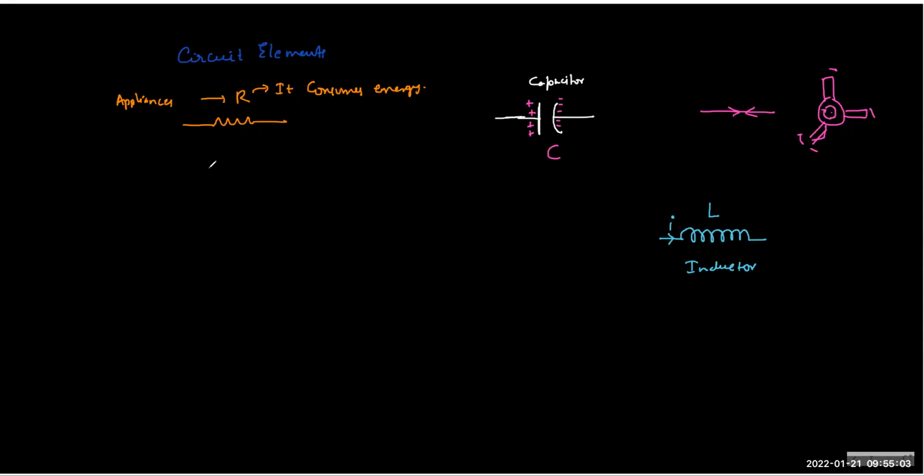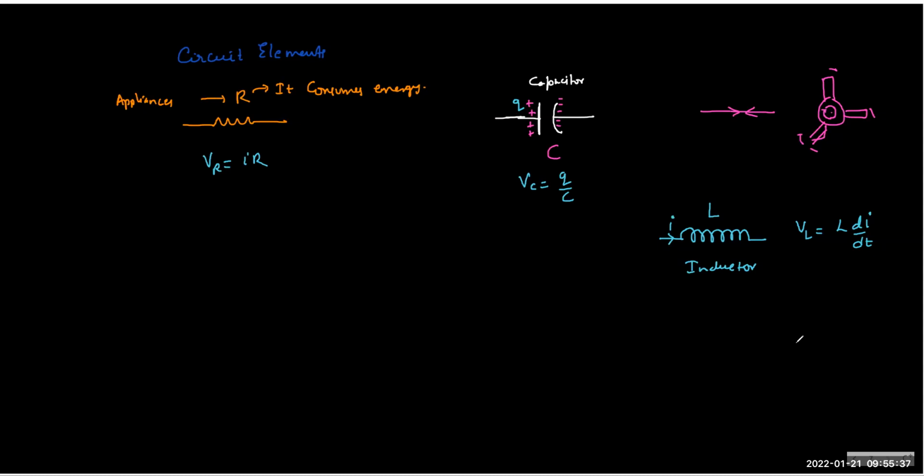Now the voltage across a resistor we write as IR, but the voltage across a capacitor we write as Q by C, the charge on the plate upon C, and the voltage across the inductor, VL, we write as L di by dt, where I is the current and di by dt is the rate of change of current.